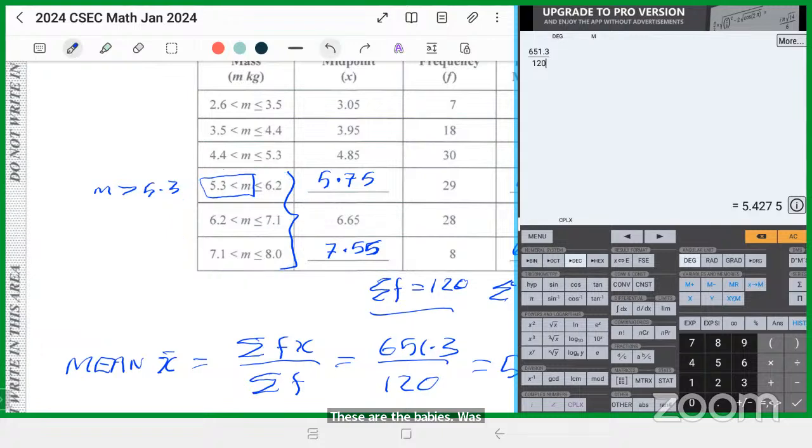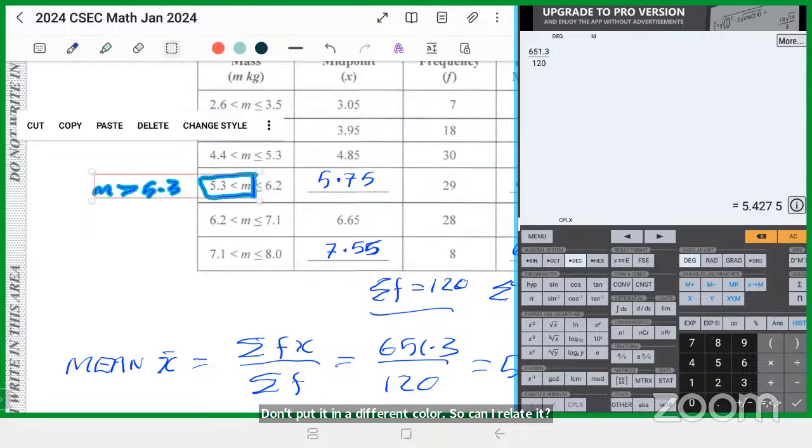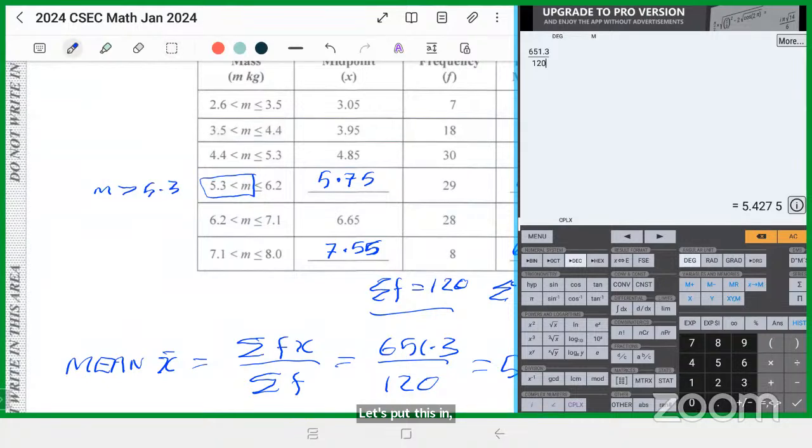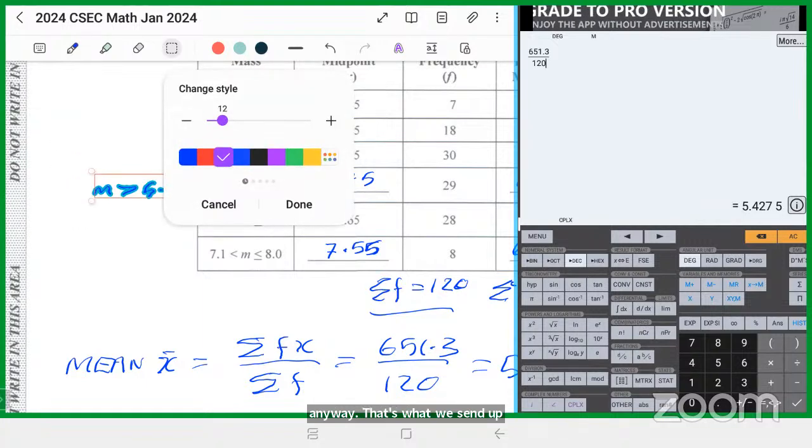So you need the sum of those. Let me put this in a different color so we can relate it. So all of this is related. Let's put this in purple or so. I think I'm going to have to come back anyway. Let's put this in a color, just to show the relationship. Put it in green.